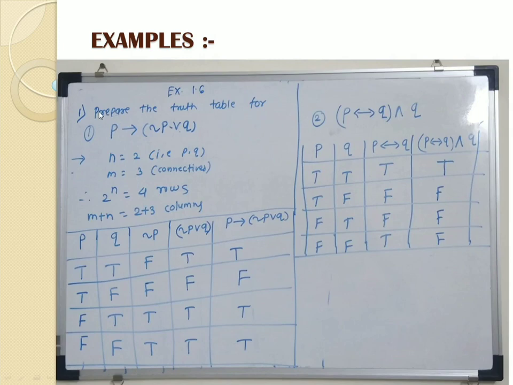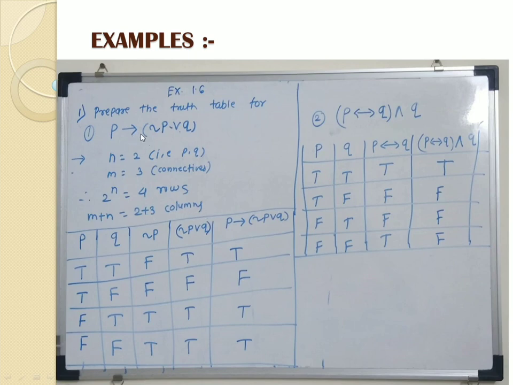Now these are some examples of truth tables. So how to find the truth table for a statement pattern. First example is P implies (negation P disjunction Q). Now in this statement pattern there are P and Q, two simple statements, so the value of n is equal to 2, and there are three connectives. First connective is implication, second is negation and third one is disjunction. So m is equal to 3. Therefore 2 raised to n, that is 2 raised to 2, is equal to 4 rows, and m plus n is equal to 2 plus 3 columns.